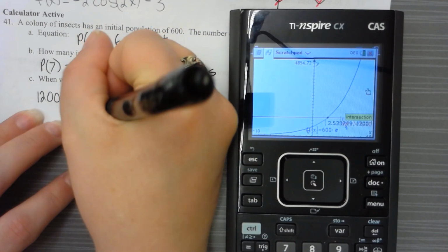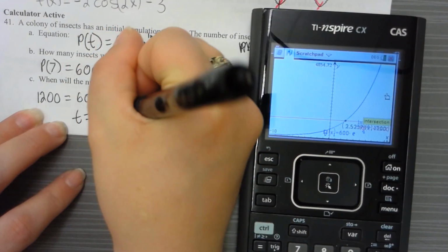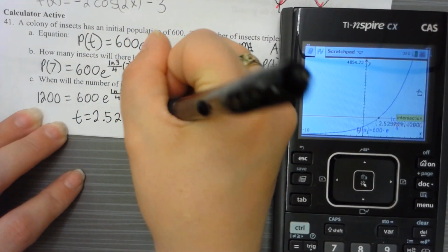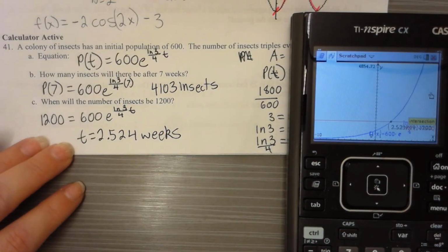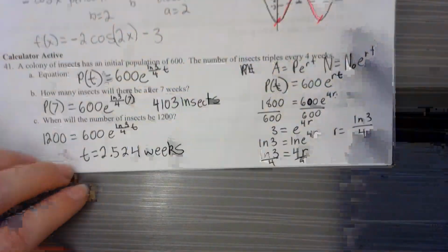So it would happen in 2.524 weeks. And we can have a portion of time, so it's okay. Just make sure you're including your units there. Okay, moving on.